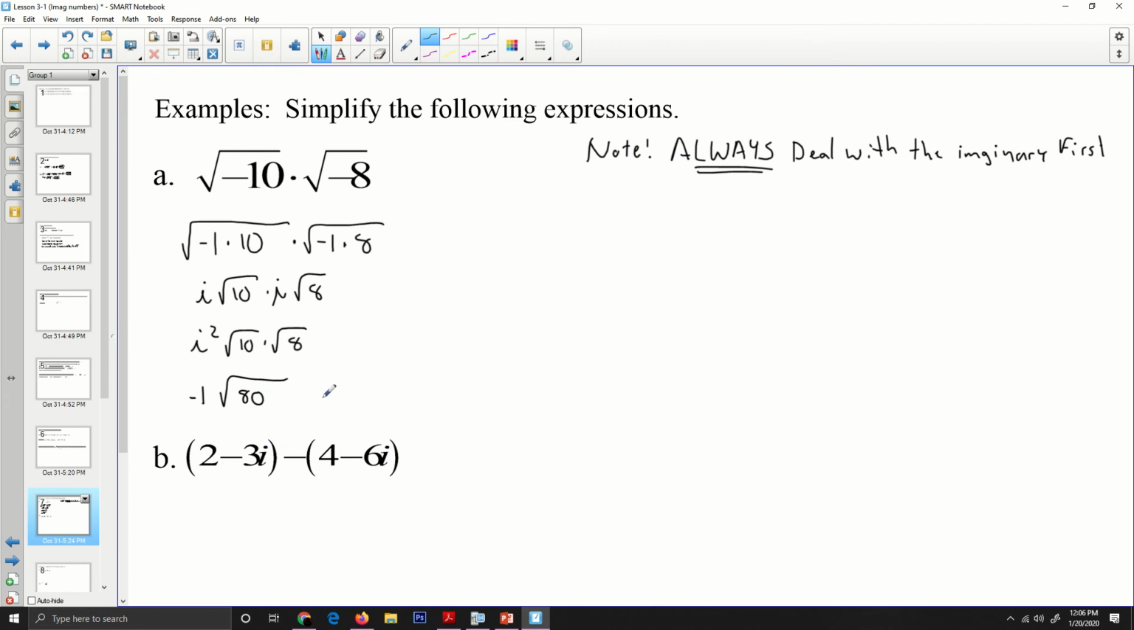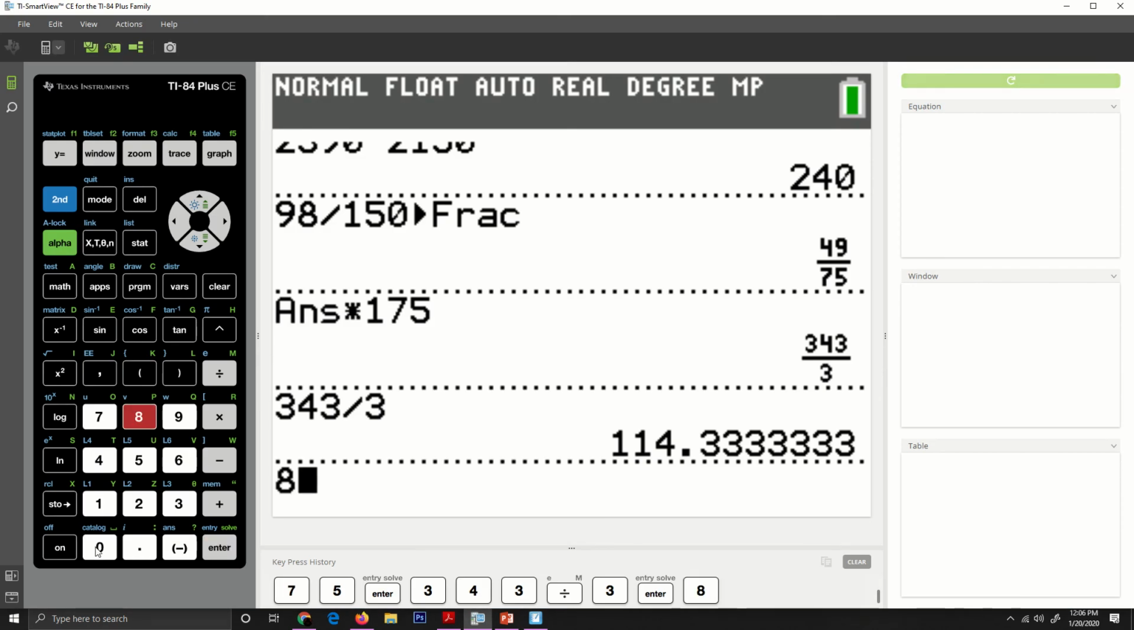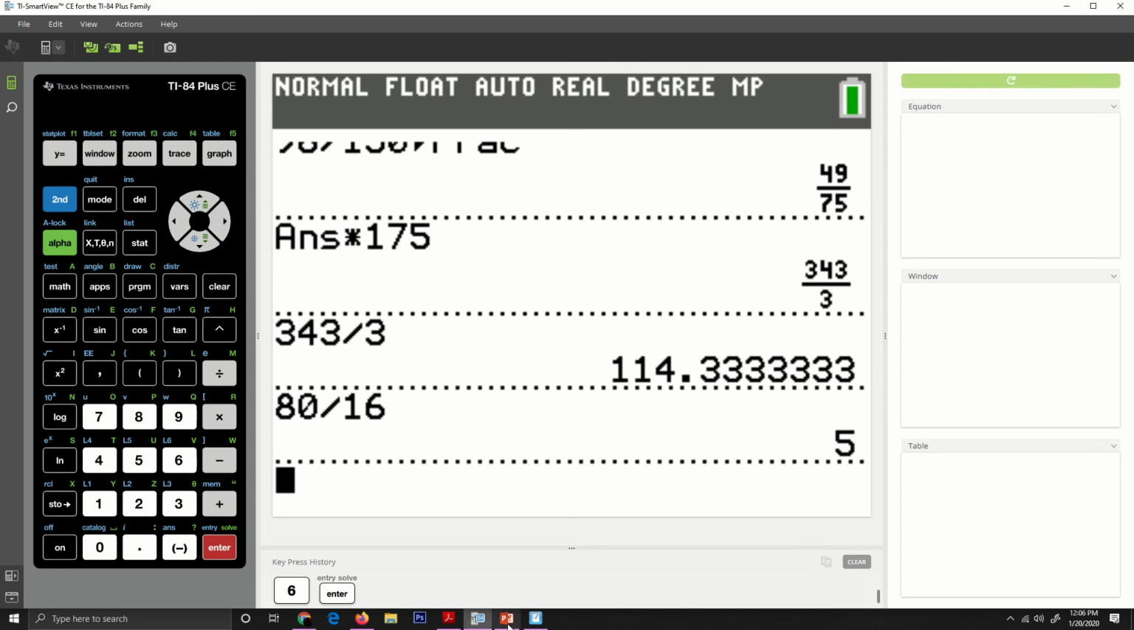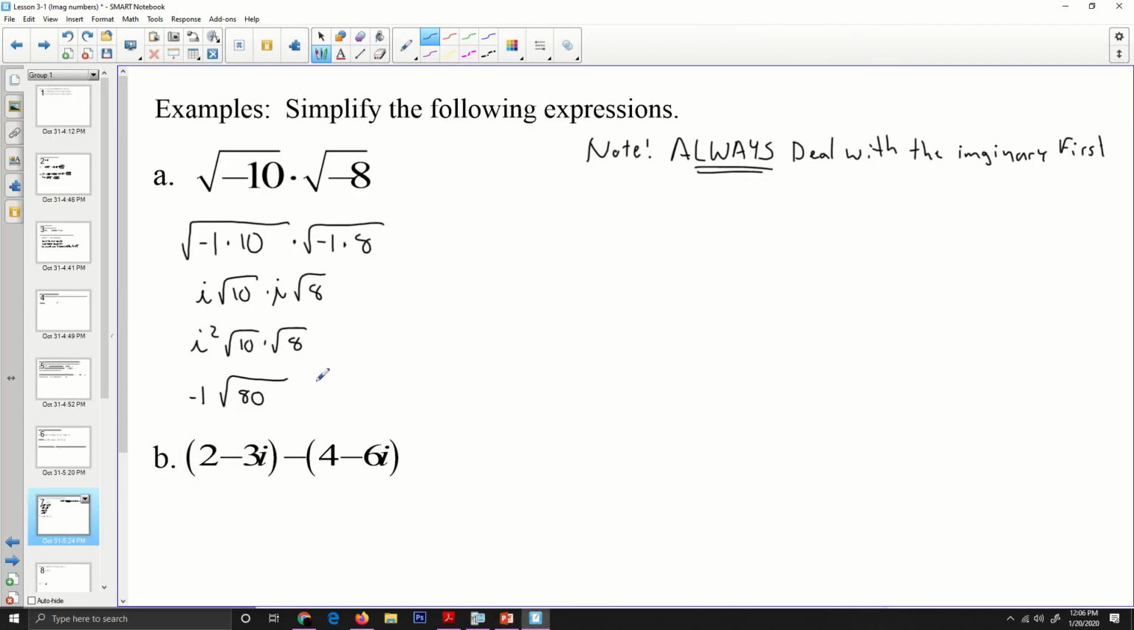And let's see here. I think I can do 16 into 80. Let's try that. 80 divided by 16 is 5, and 16 is a perfect square, that's going to be beauty. And so this is -1 times the square root of 16 times the square root of 5, which will be -4 square root of 5. That is my reduced form.